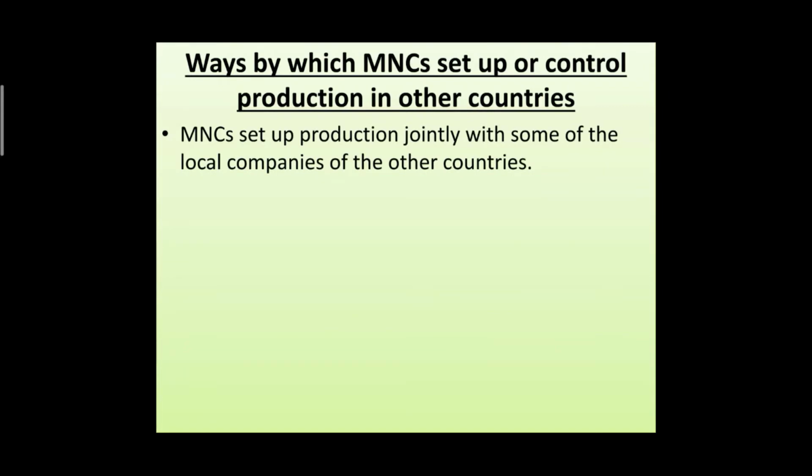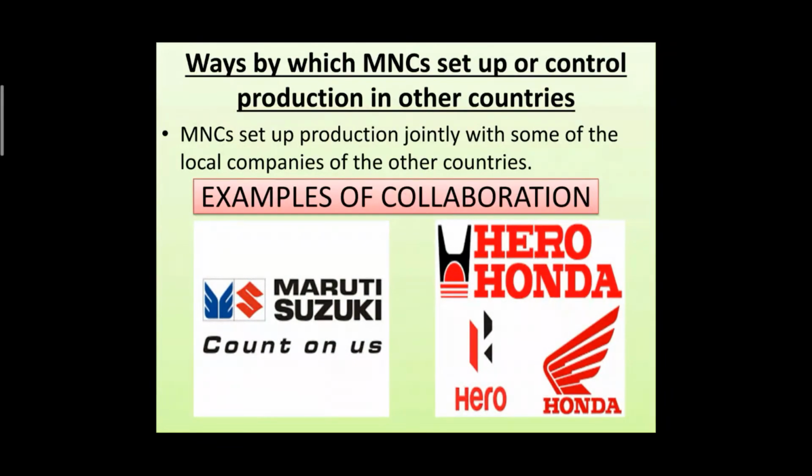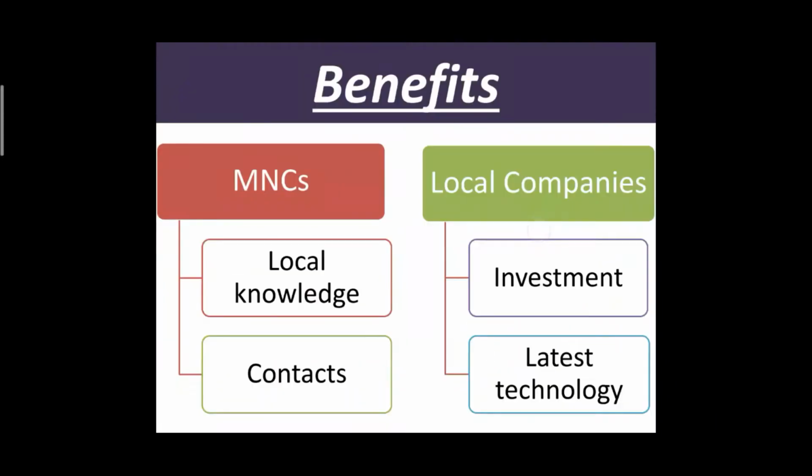So in what ways do MNCs set up or control production in other countries? The first way is that they can set up production jointly with some of the local companies of other countries. For example, this kind of collaboration was not possible before 1990, but after 1990 it became possible. Maruti Suzuki and Hero Honda were such collaborations, which are one of the ways by which MNCs set up or control production in other countries.